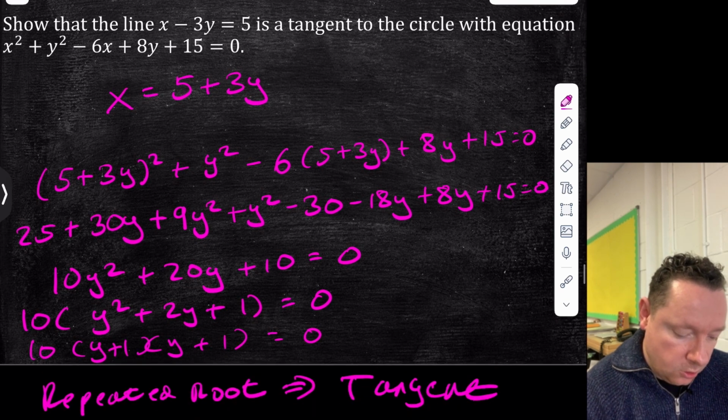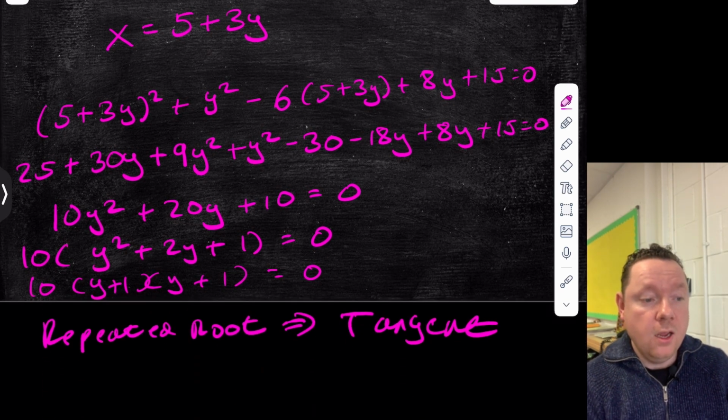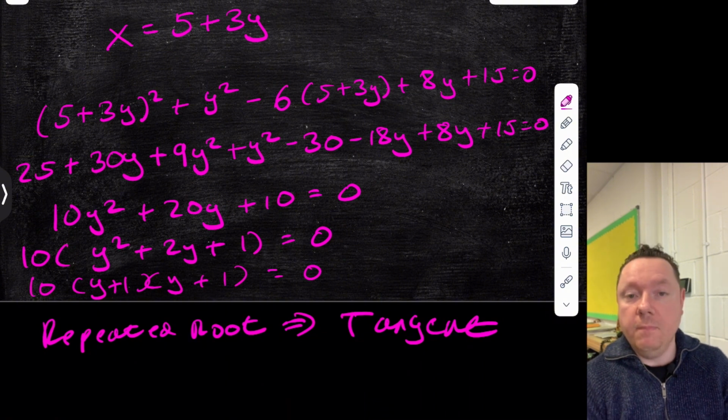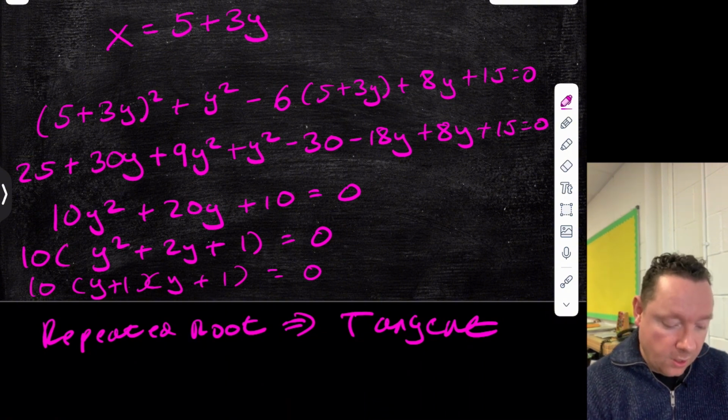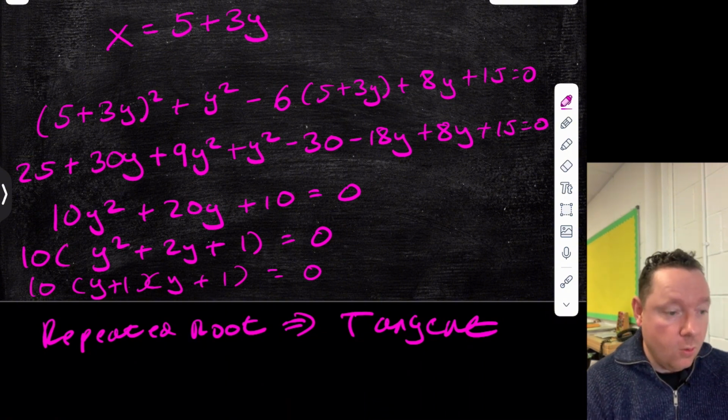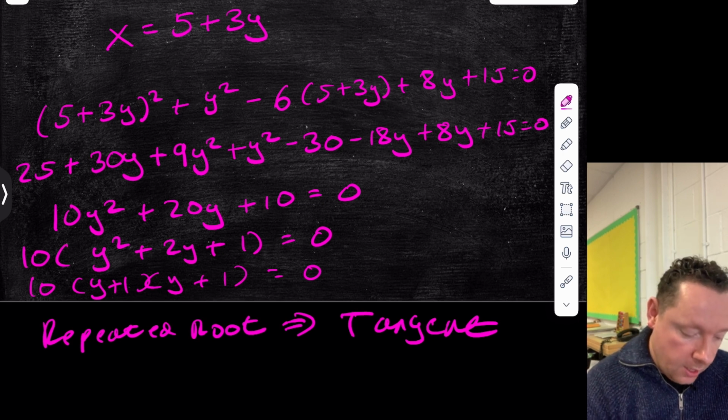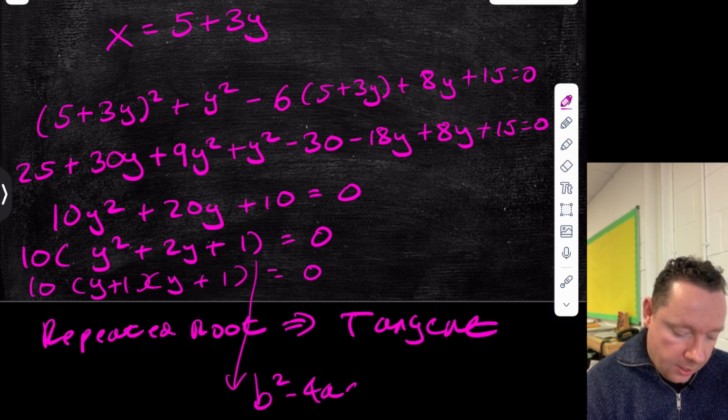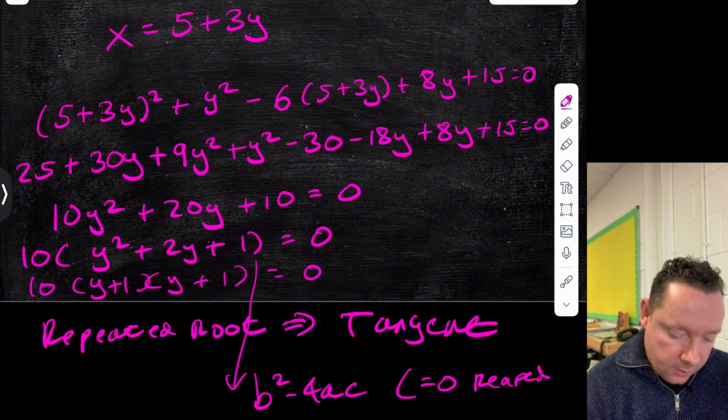To show us a tangent, so we've shown us a tangent, so we're done there. We could actually find the point. There is one other way to find out it's a tangent, by the way. If we go back to the equation 10 bracket y squared plus 2y plus 1, if I do this down here, we could check b squared minus 4ac. And if that is equal to 0, then it's a repeated root at that point, and therefore tangent.